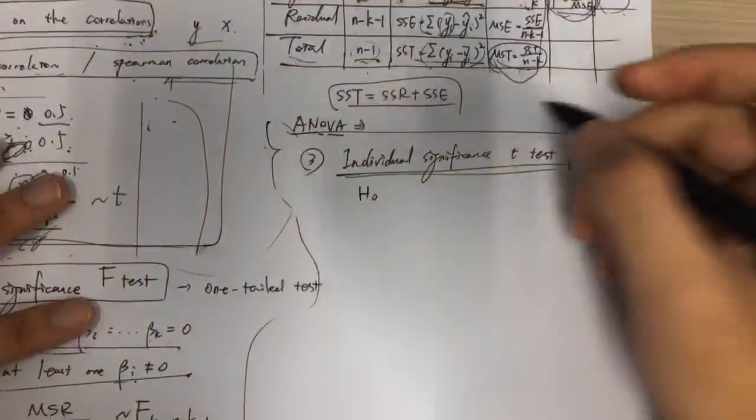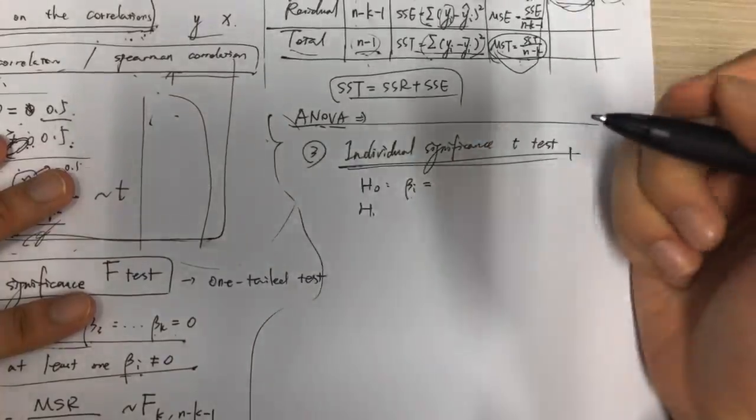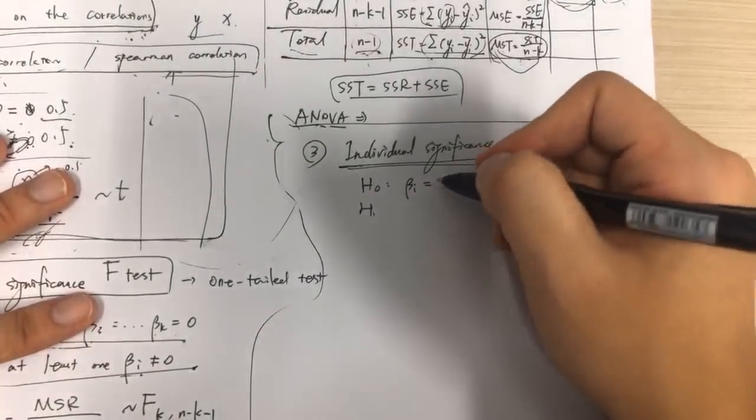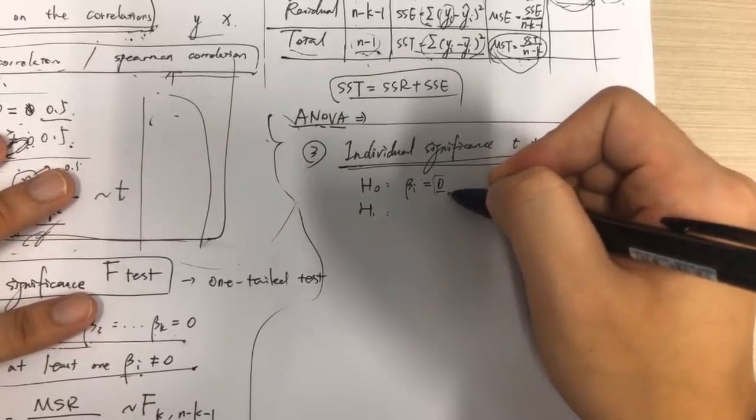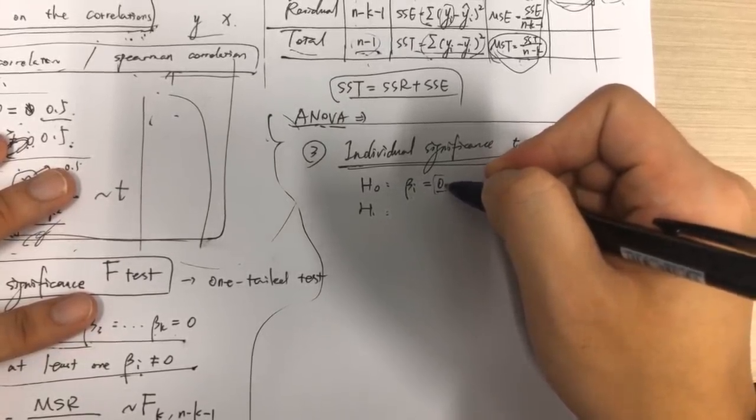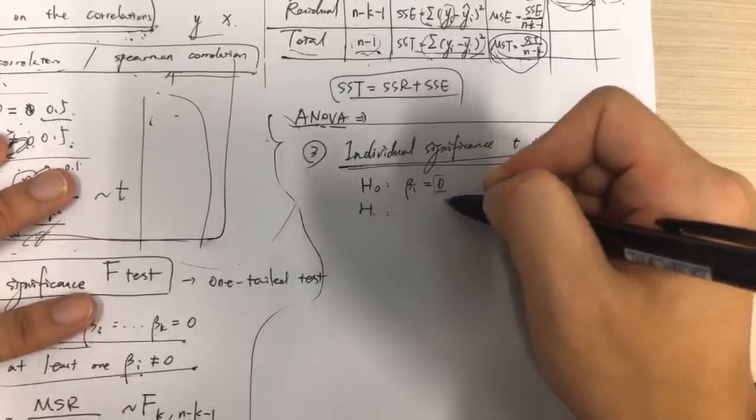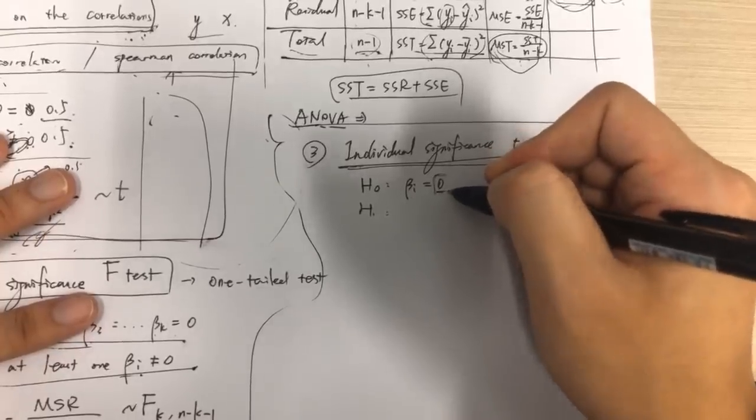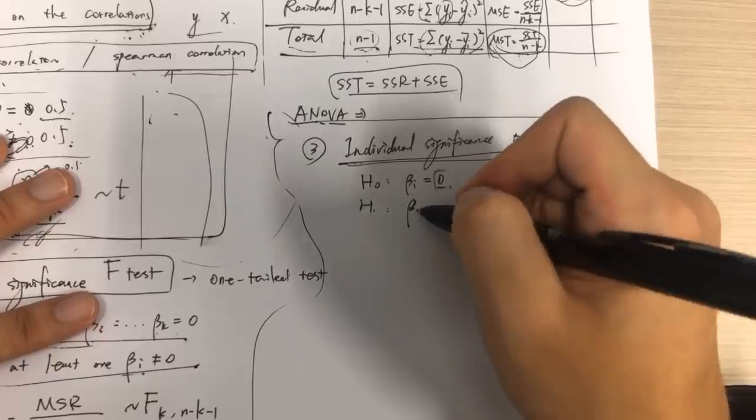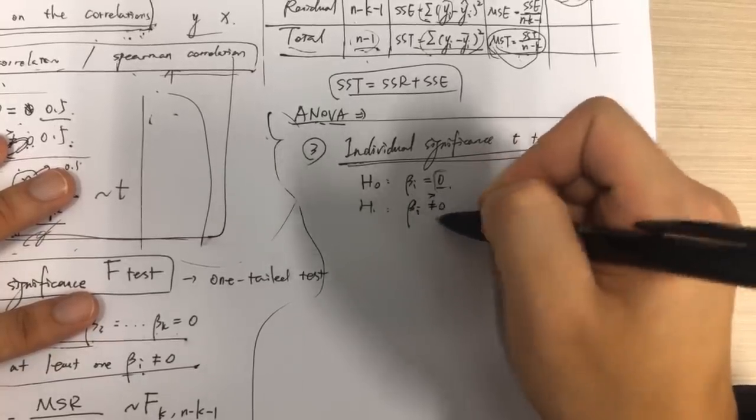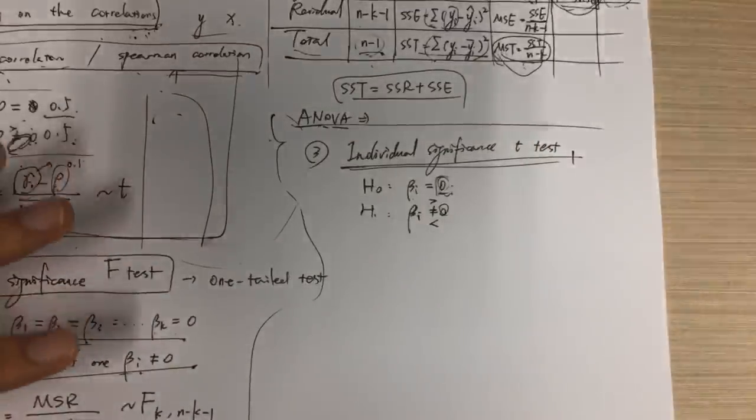Therefore, the null and alternative hypotheses are: beta i, where i can be any i from 1 to k, equals 0. Or sometimes, if Boris is too bad, he may ask you to test whether beta i is equal to 1 or greater than 1 or whatever, so please read the question carefully. And the alternative is beta i not equal to 0, or greater than 0, less than 0, or any other values. But usually it's 0.